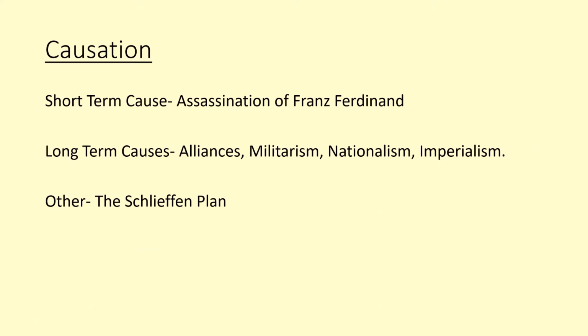So, causation. These are some of the things you could include within your answer. So we had the short-term cause being the assassination of Franz Ferdinand. We've got the long-term causes we've looked at in the past, which were alliances, militarism, nationalism, and imperialism. And then last week we also included the Schlieffen Plan, which you can also include within your answer. So you can talk about some of those causes. Obviously, you pick the ones that you feel that you would be able to write the most and most quality writing on.